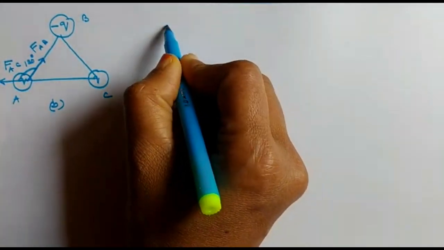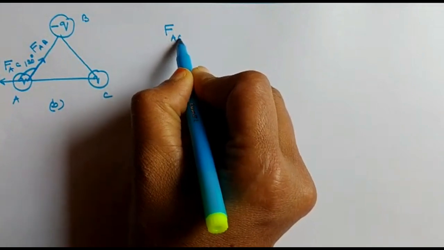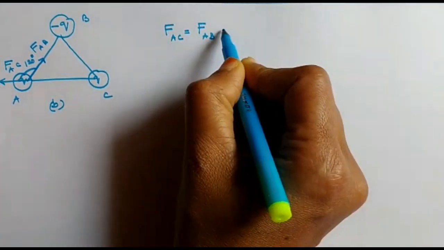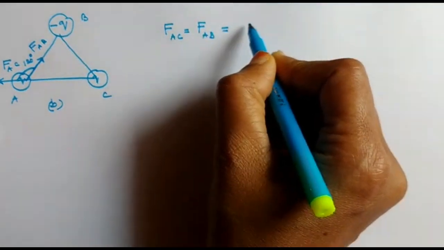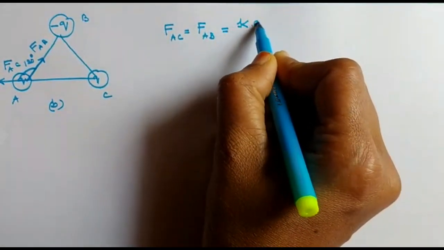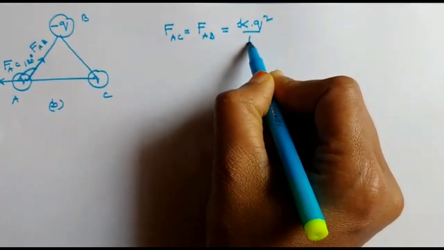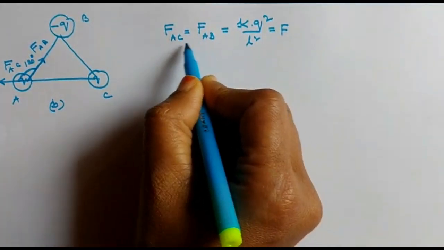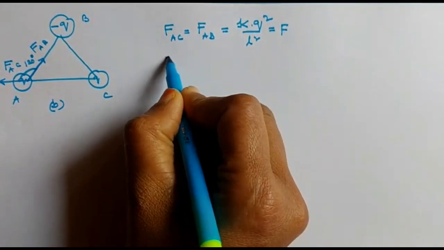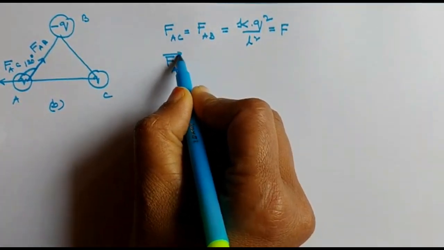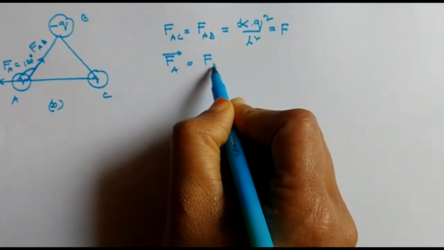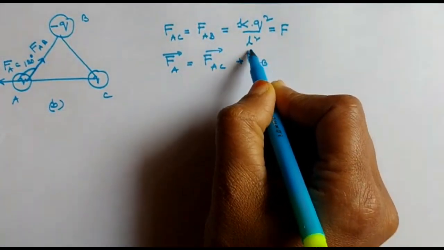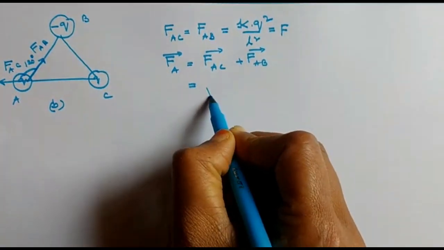Now I will write the magnitudes. Magnitudes are the same: force on A due to C and force on A due to B. Don't give a negative sign in magnitudes. Magnitude will never be negative. It is K q square divided by L square. This I will call F. But since these two forces are at an angle of 120 degrees, the net force on A will be FAC plus FAB. Apply the parallelogram law again.